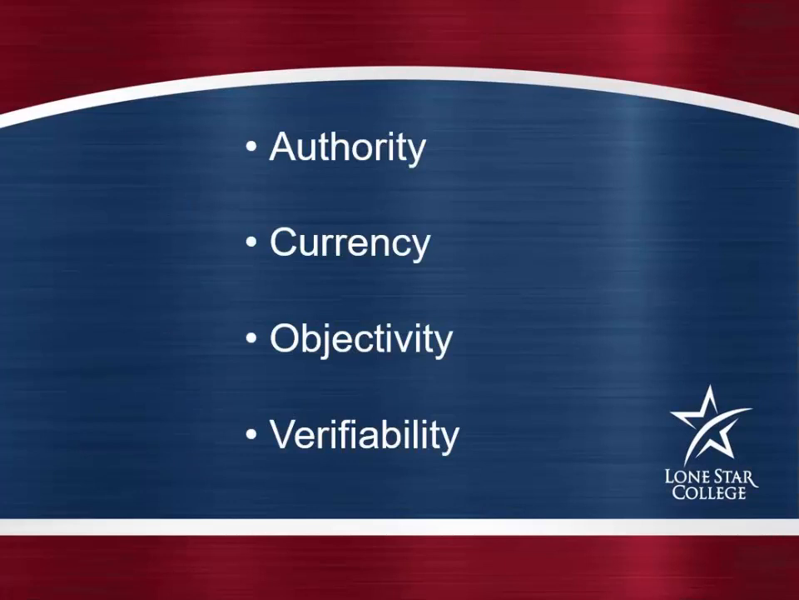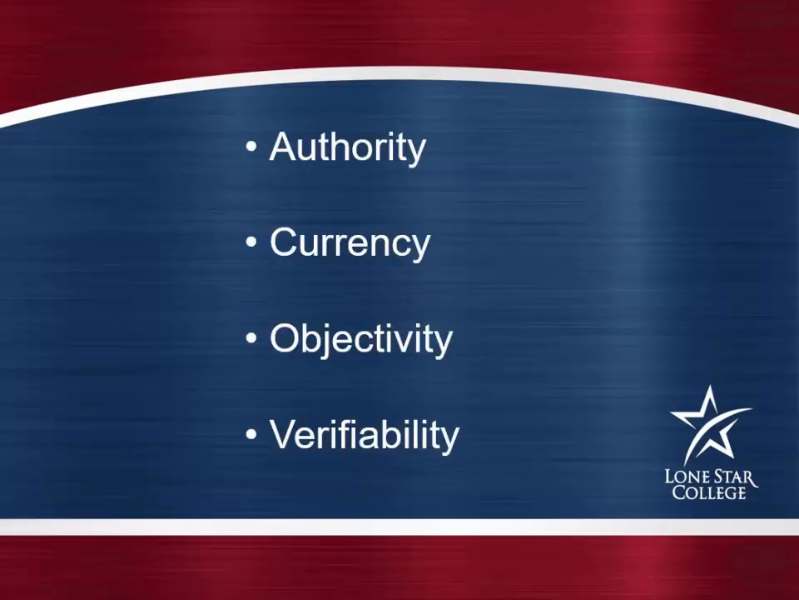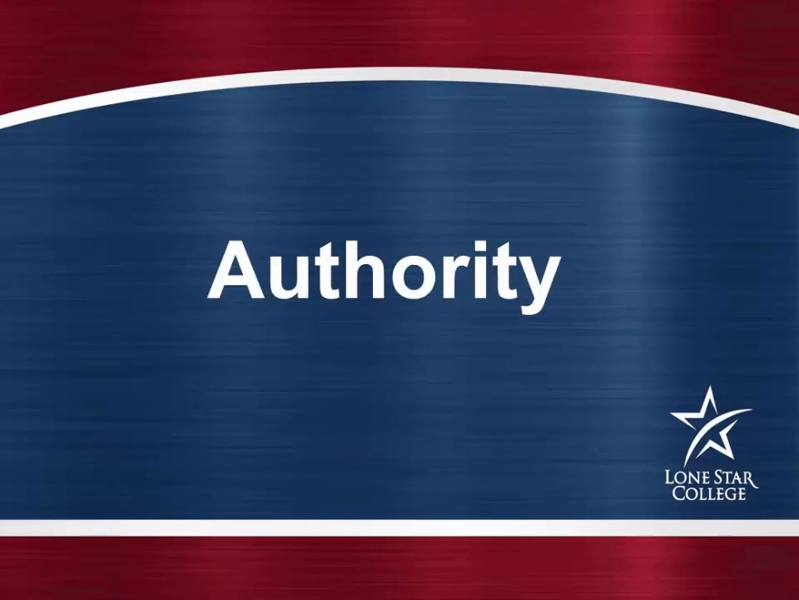Here's one that doesn't have an acronym that's easy to remember: authority, currency, objectivity, and verifiability. ACOV? That's not even a word. Nonetheless, these four principles of evaluating information will serve you well. The first principle is authority.